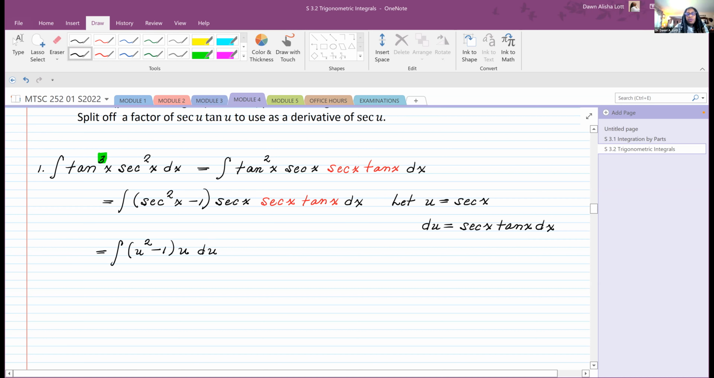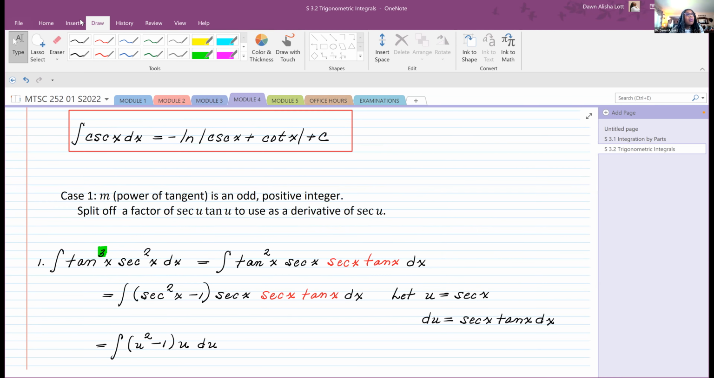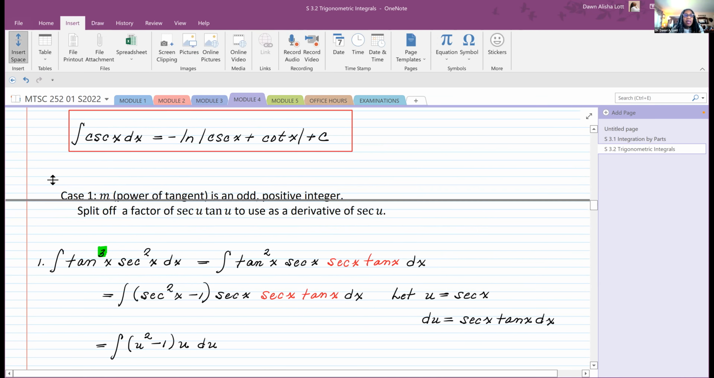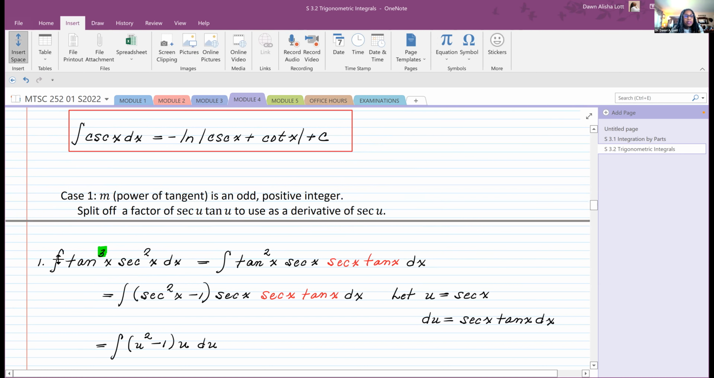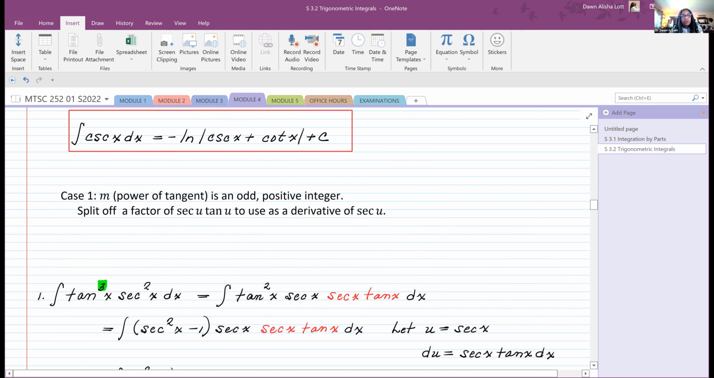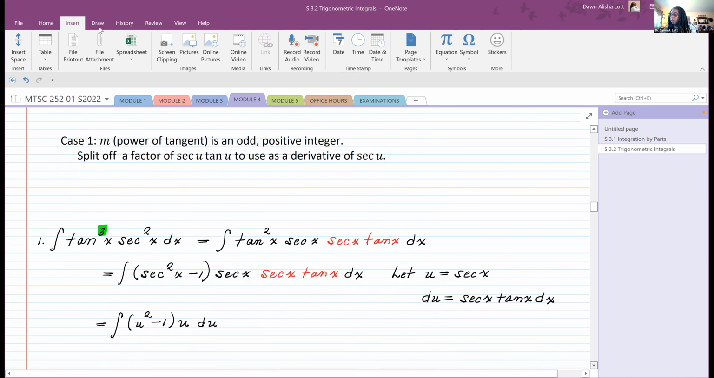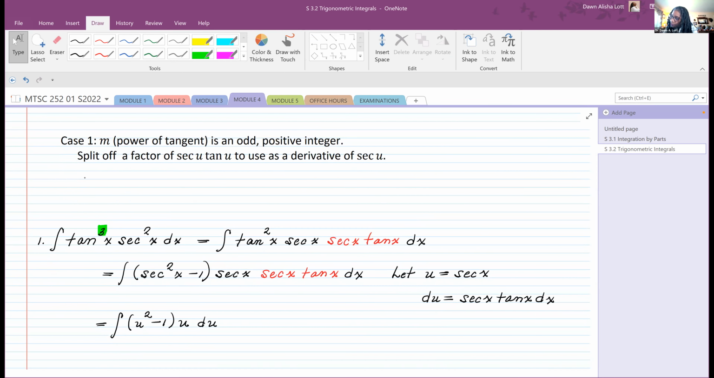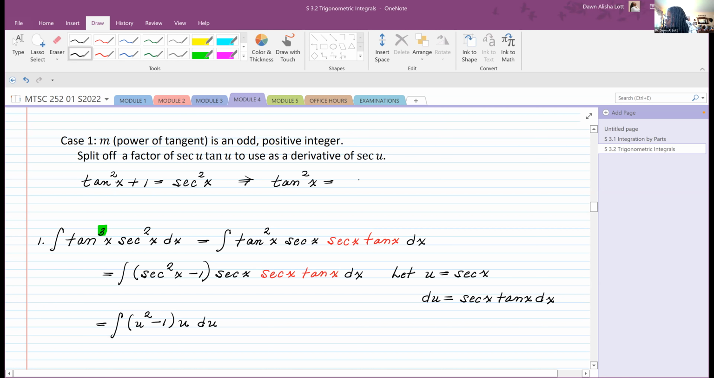Again, we have used the fact in this integral, and I know it's not something you want to do, but you have to know these formulas or these rules. We use the fact that the tangent squared of x plus 1 is secant squared x. So therefore, tangent squared x is secant squared x minus 1. Okay, so we use that.